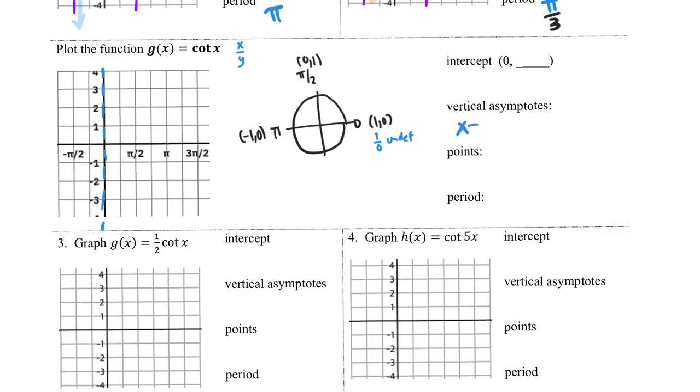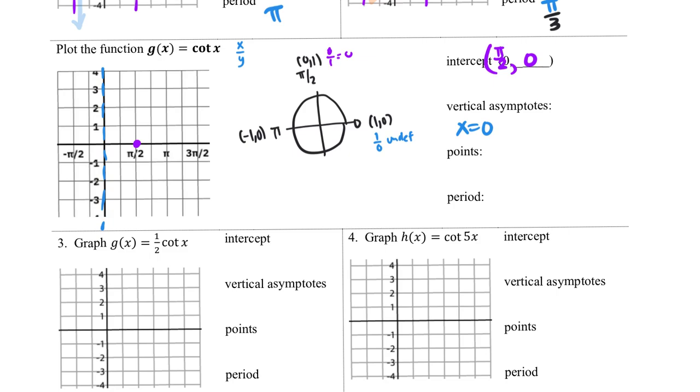Let me write that in. Okay, let's go to pi over 2. If I go to pi over 2 and I do x divided by y, I do 0 divided by 1. So at pi over 2, I'm going to hit the 0, which means actually there's an intercept at 0. Let me change this to pi over 2, comma 0. There's no y-intercept actually.